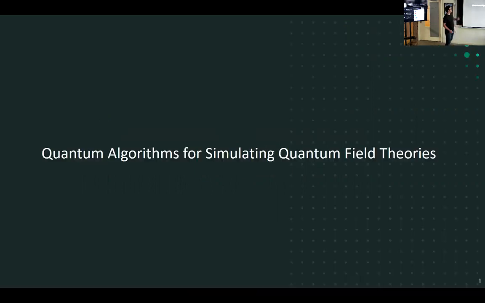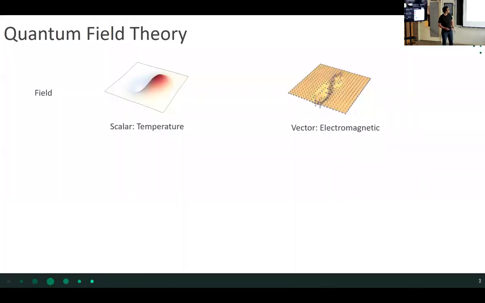Okay, great. So for the first part of my talk, I'll be talking about quantum algorithms for simulating quantum field theories. Before describing the quantum algorithms, let me explain what a quantum field theory is. And let's start simply with what a field is. A field is a function that returns a value in space-time.